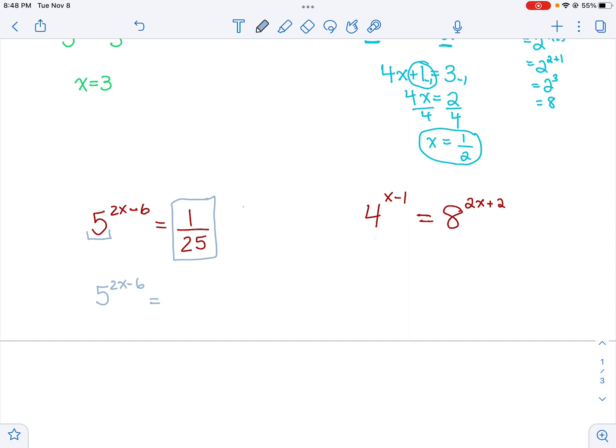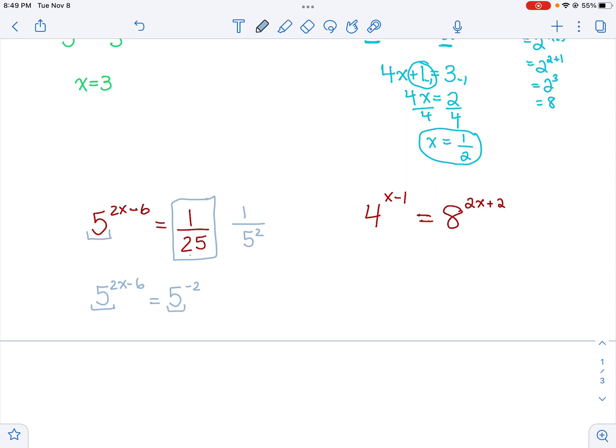Well, I know that 5 to the power of 2 would be equal to 25. So 1 over 5 to the power of 2 would be equal to 1 over 25. And if I didn't want that to be a fraction anymore, I could just make it 5 to the power of negative 2. Because I know 5 to the power of negative 2 is actually equal to this. So I'm going to use my knowledge of negative exponents to make these guys have the same bases.